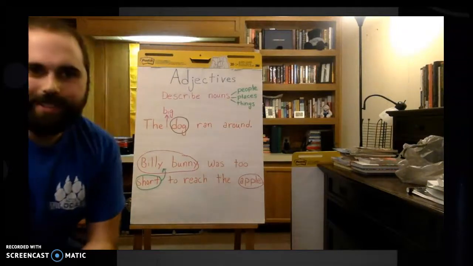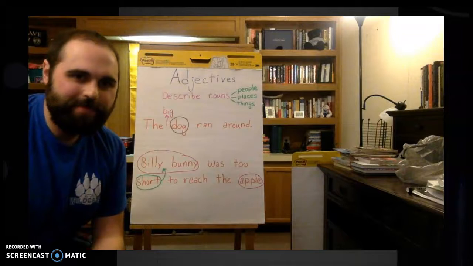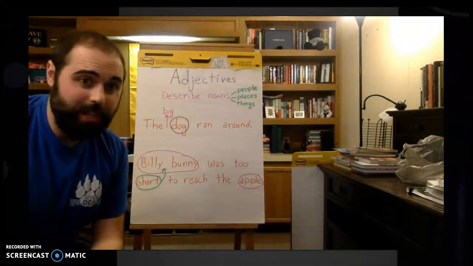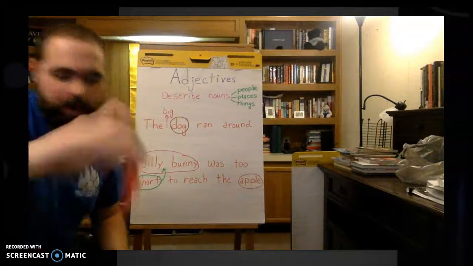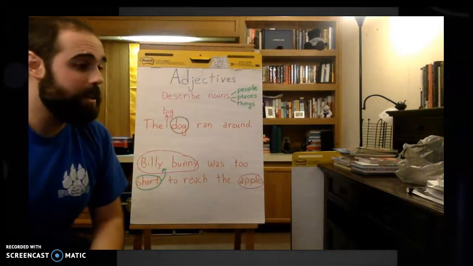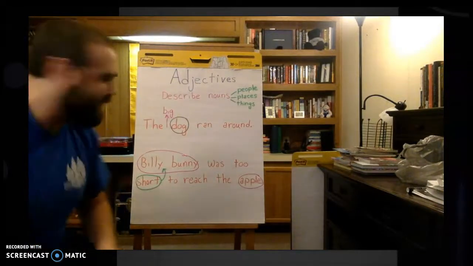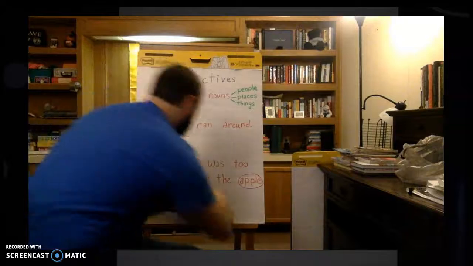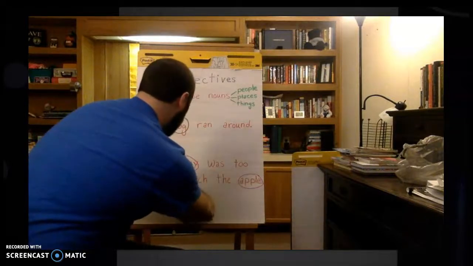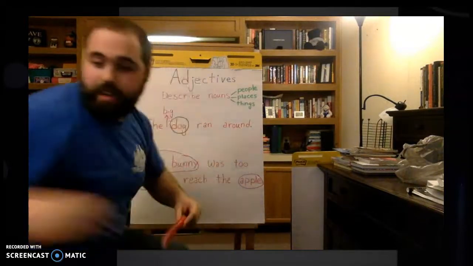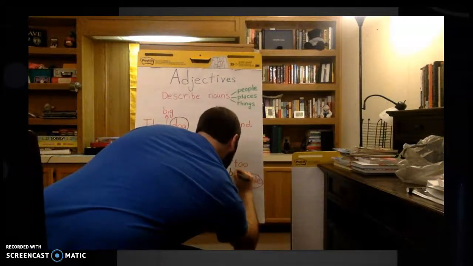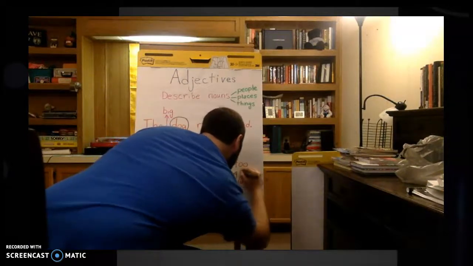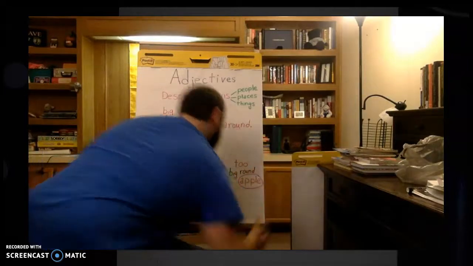Ooh. You know what we can do? We can throw two adjectives in there. Really make this a juicy sentence. You ready? I don't know about you guys, but I love big, round apples, right? So, too short to reach the... I'll use a different color for this one. Big, round apple.